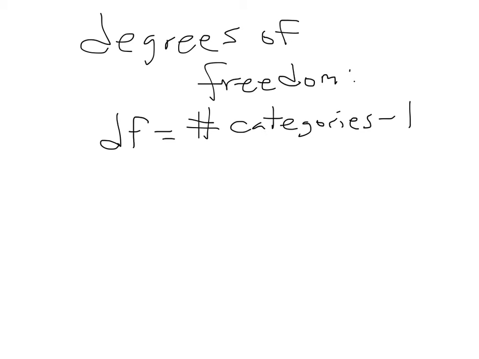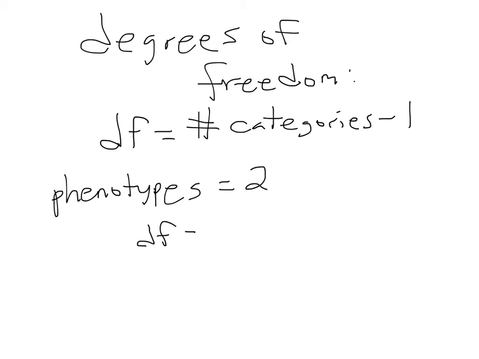So remember, in this case, when we're looking at phenotypes of a monohybrid cross, there are usually just two. There's a dominant and there's a recessive. So in this case, remember, we had two categories. One was the yellow peas, one category was the green peas. So the degrees of freedom for the current test that we're looking at is 2 categories minus 1, which means our number of degrees of freedom for this case is 1.